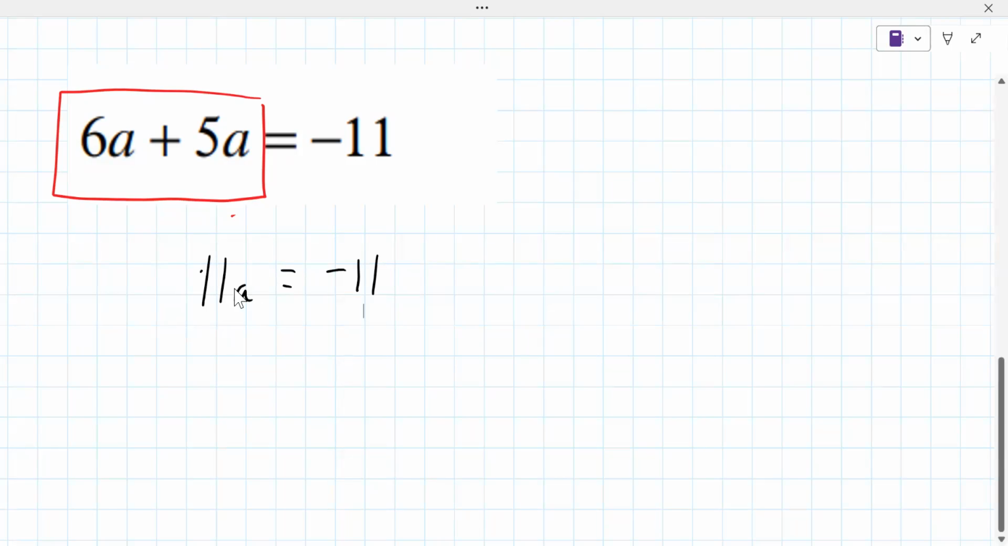Look at the side with the variable on the left. 11a. What's the math operation between the 11 and the a? Multiplication. How do you undo multiplication? Division. Okay, so divide both sides by 11. That equals -1. A equals -1. Good.